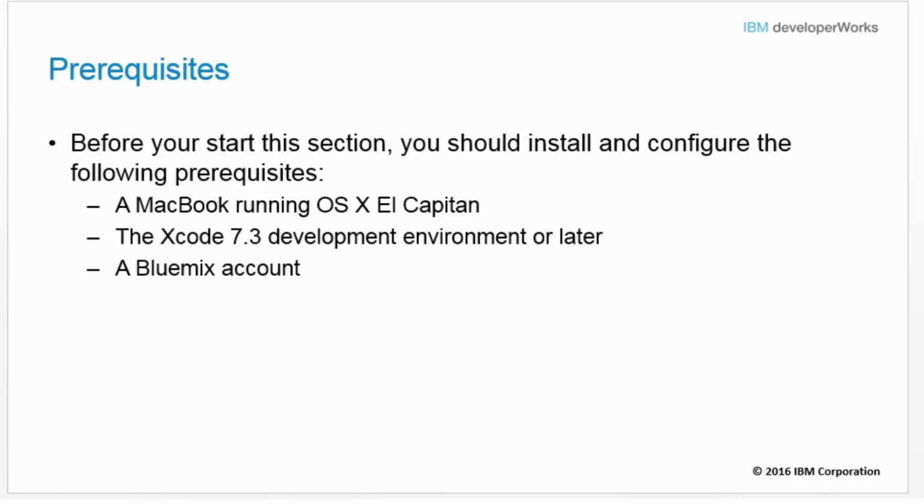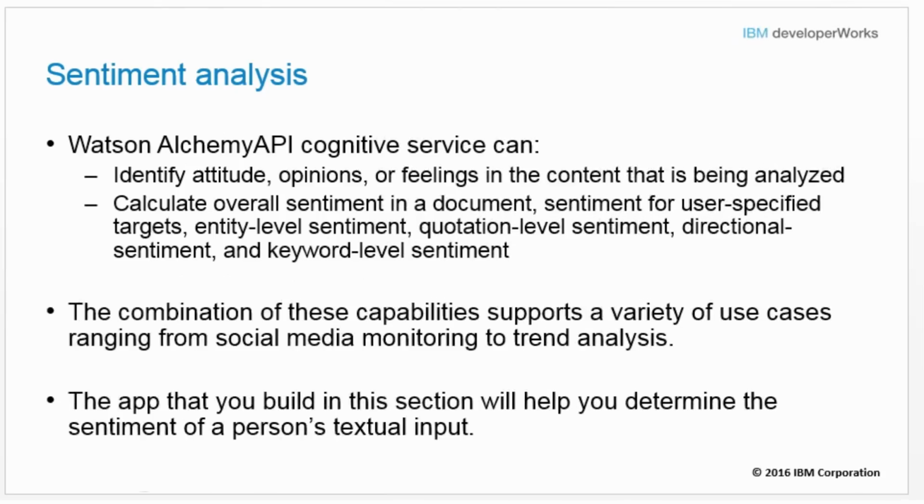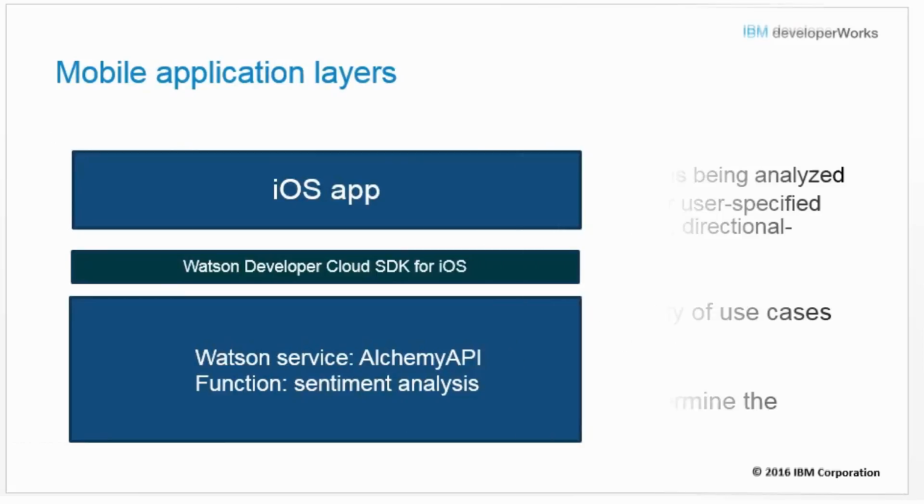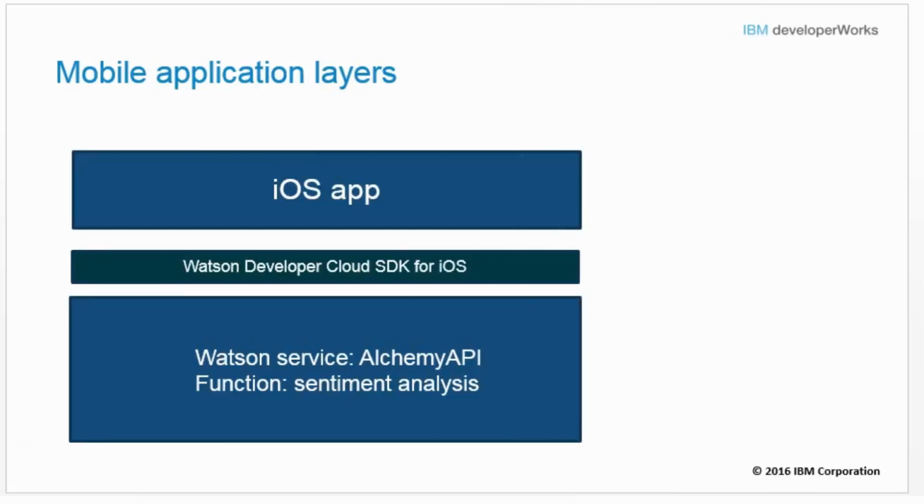Prerequisites really are that you have a MacBook running OS X El Capitan and the Xcode 7.3 development environment or later, and obviously also a Bluemix account. We will be working with the Watson sentiment analysis that allows us to gauge the sentiment based on textual input. And finally here we see the application layers.